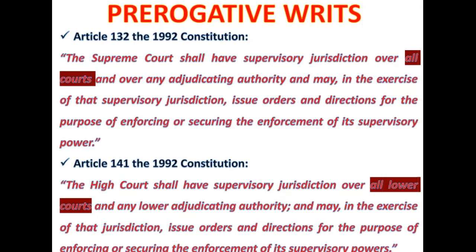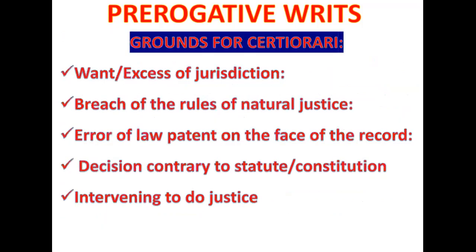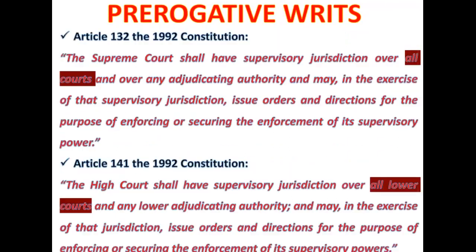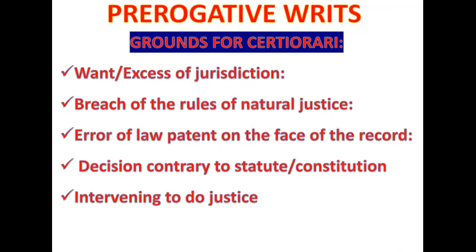The first that we shall look at is certiorari, which is also known as the quashing order. Now, a certiorari is essentially an order which is granted to nullify a decision which has been made by a public body. You are nullifying or you are quashing a decision which has been made by a public body.